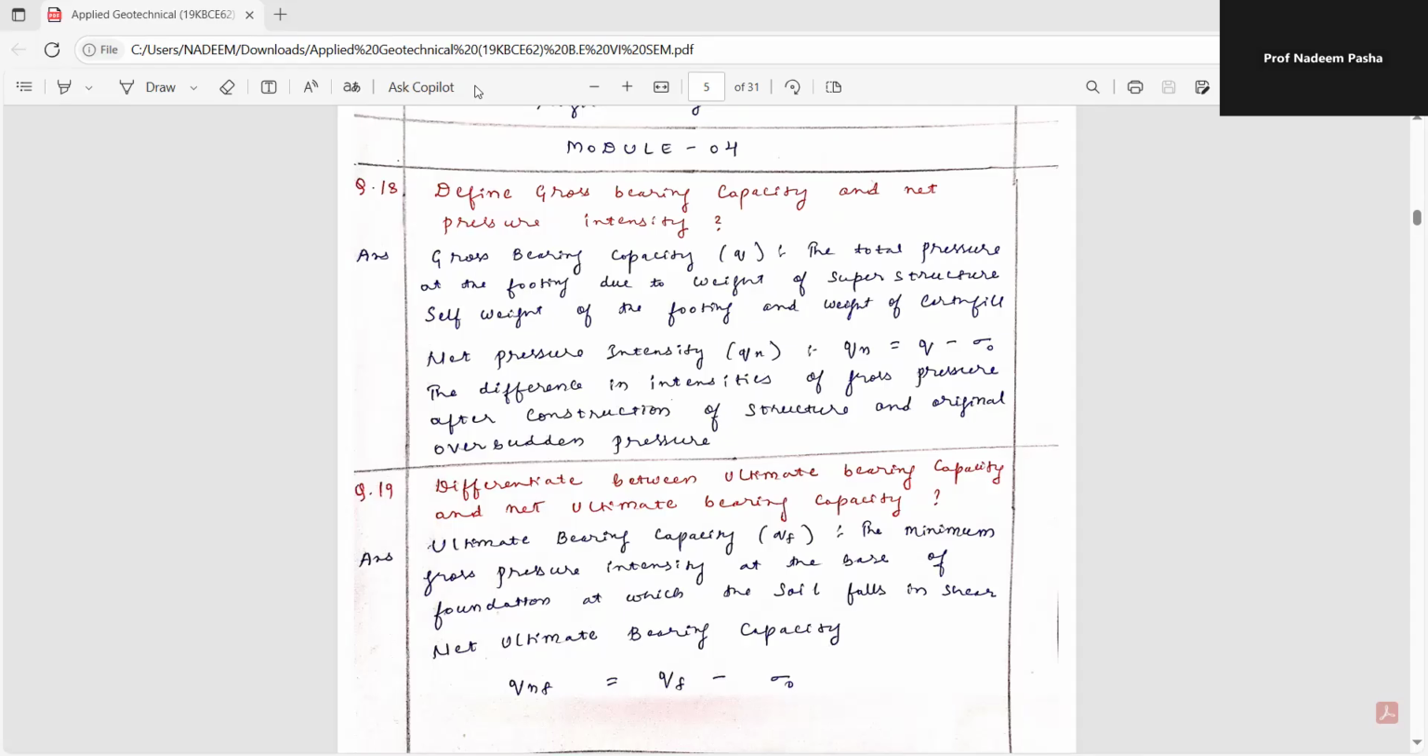Differentiate between ultimate bearing capacity and net bearing capacity. The ultimate bearing capacity Qf is the minimum gross pressure intensity at the base of foundation at which the soil fails in shear. The net ultimate bearing capacity is Qnf equal to Qf minus sigma naught.